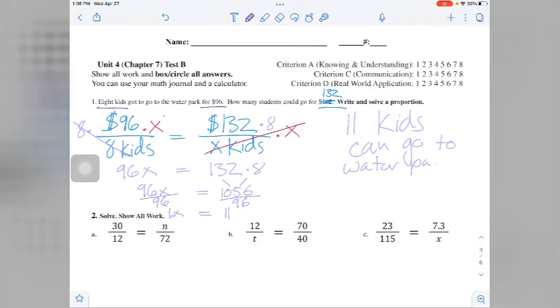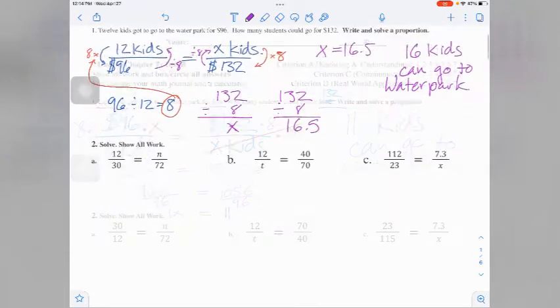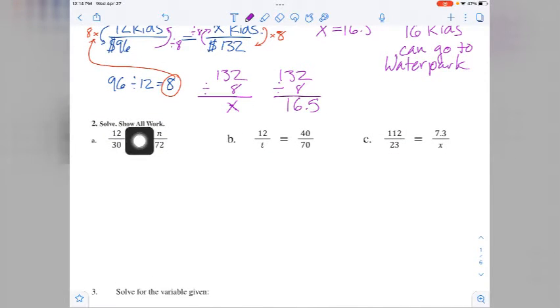There are lots of ways to solve this problem. I think I chose the one that uses the most math that we've done this year, but there are tons of other ways that you could have solved this, and any one of them was fine. If you came up with 11 kids, you got this one right. I'm going to use these other ones to go over other ways of solving these proportions.